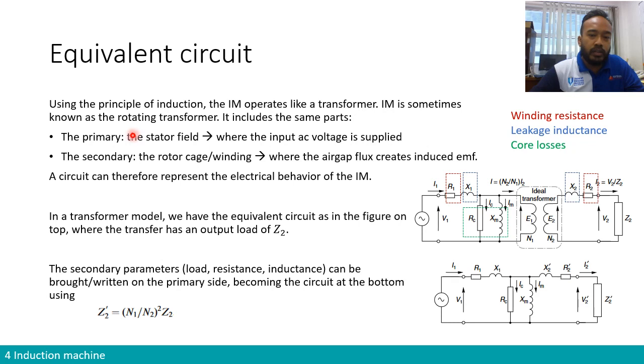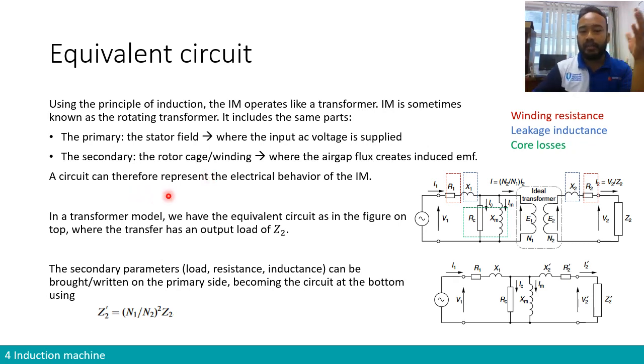Because it includes the same parts, the primary in a transformer we can consider as the stator field, while the secondary is our rotor cage or winding, right? So the stator is the primary where the input AC voltage is applied. The secondary, the rotor cage or rotor winding, is where the flux wave creates the induced current.